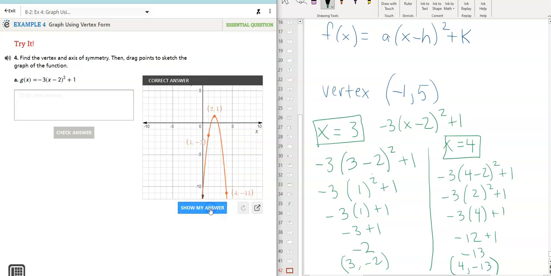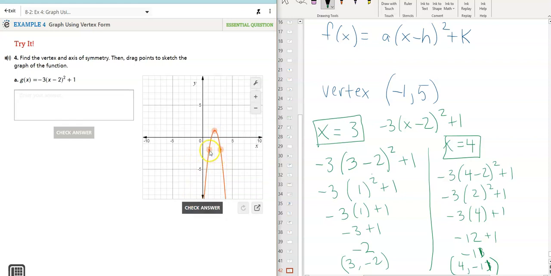And then if I check my answer, you can see there's my answer. So my vertex was correct. It was 2, 1. And then we had 4, -11. Oh, that's because I did my math wrong. If you look over here, -12 plus 1 is -11. But there's my other point that's correct. And then that point that's reflected across was 1, -2. So if you look here, 1, -2.